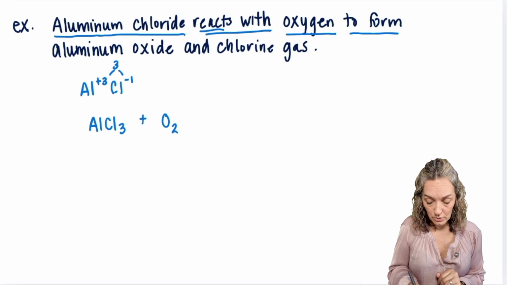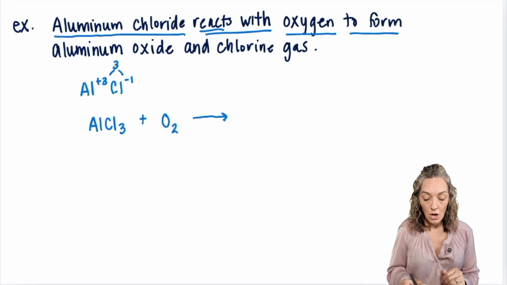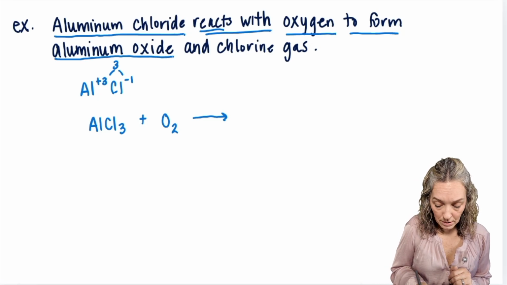Then we see the words to form or to produce. As soon as we see those words, that indicates that we are moving over to the product side of the reaction. We always separate the reactants and the products with an arrow. Then the first substance that we form is aluminum oxide.